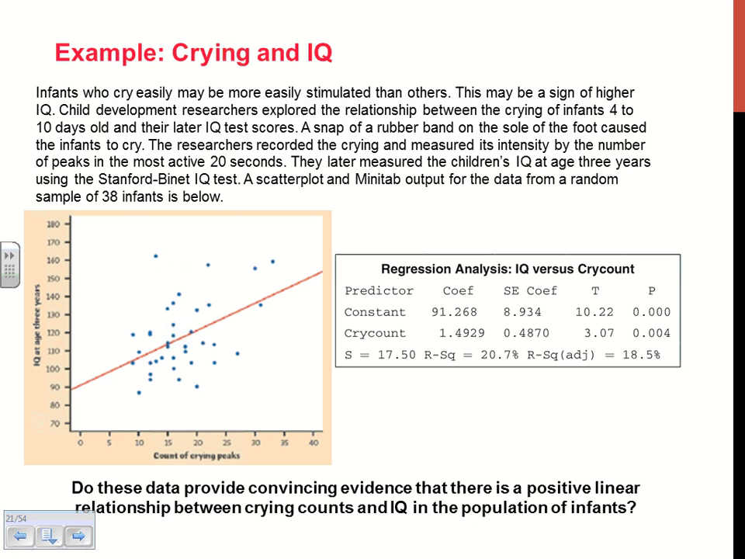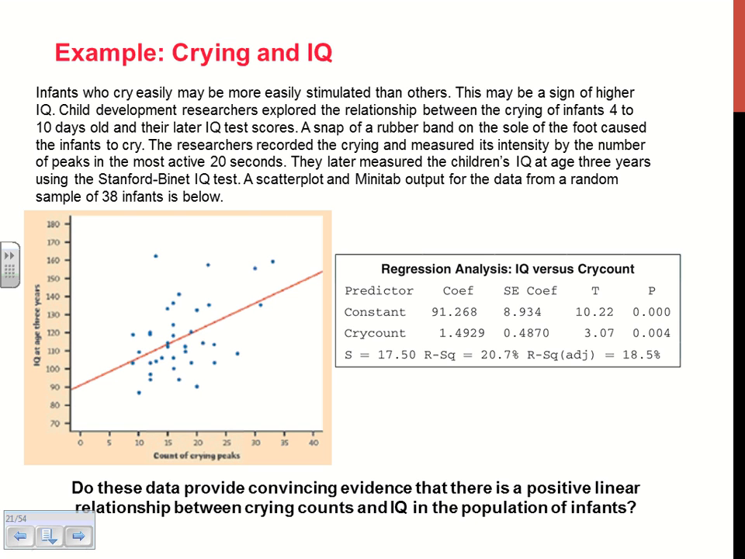So here's an example, crying and IQ. Infants who cry easily may be more easily stimulated than others. This may be a sign of higher IQ. Child development researchers explored the relationship between the crying of infants 4 to 10 days old and their later IQ test scores. A snap of a rubber band on the sole of the foot caused the infants to cry. That's so mean. The researchers recorded the crying and measured its intensity by the number of peaks in the most active 20 seconds. They later measured the child's IQ at the age of 3 years using the Stanford-Binet IQ test.